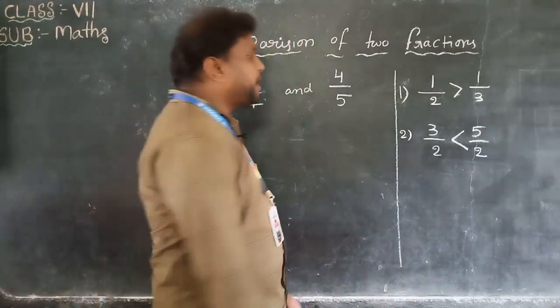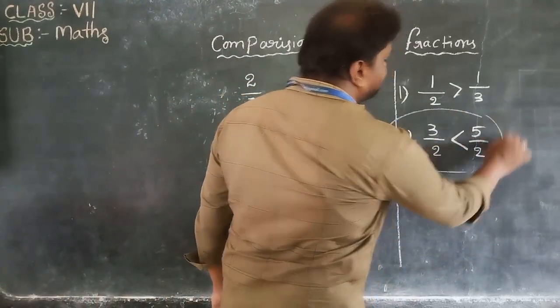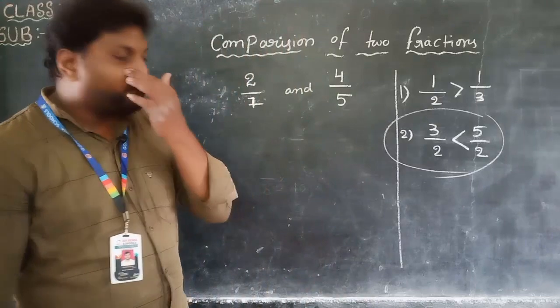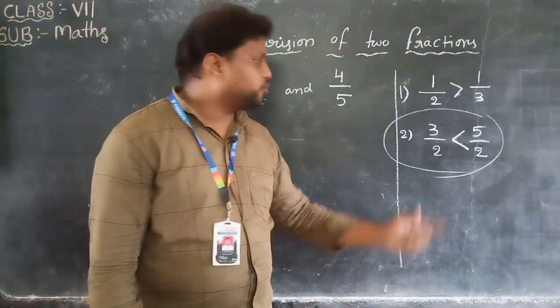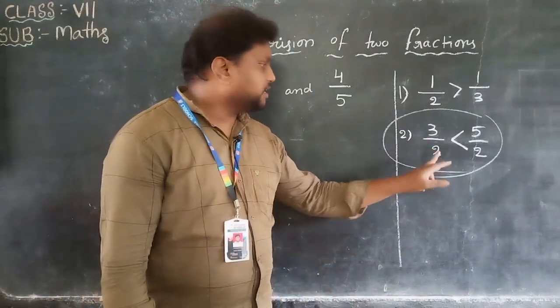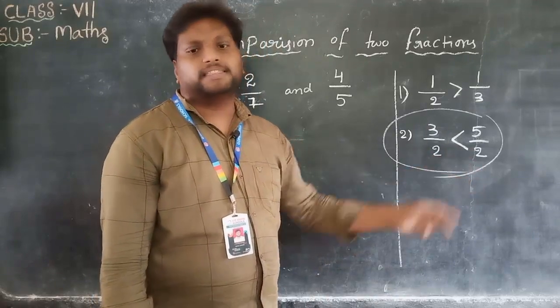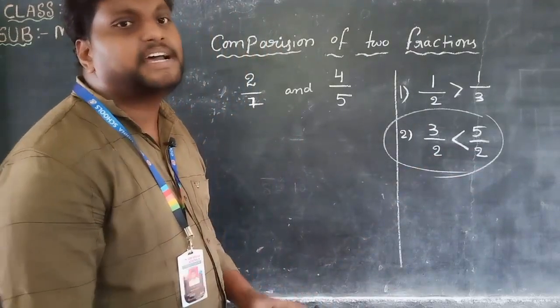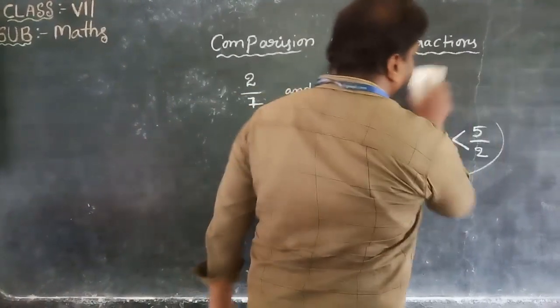That's why, in most problems, we have to first equate the denominators. Why? Because if your denominators are equal, then we can easily calculate which is the smallest and which is the highest.